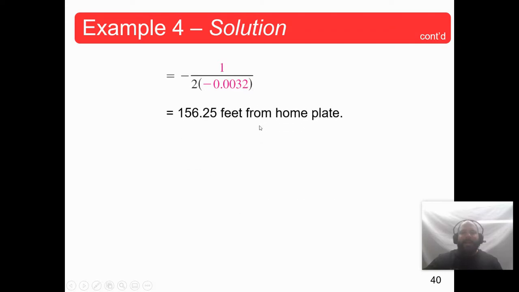Simplifying that will give me the value of, and if you type this in your calculator, if you don't believe me, it looks like these numbers are really small, but when you divide by a really small number, you get a large number. And so we get 156.25. Now, again, this number is the x value in the problem.